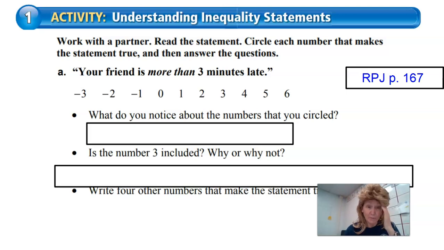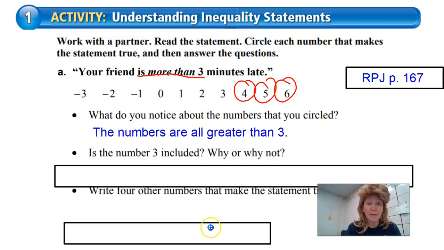Okay, so now this is an example of the RPJ, and I'm just going to go over one so that you can see what it looks like. If your friend is more than 3 minutes late, the numbers that represent that statement would be a 4, a 5, or a 6, because it says your friend is more than 3 minutes late.